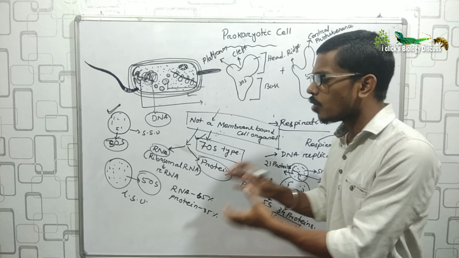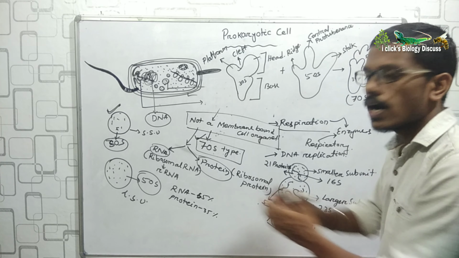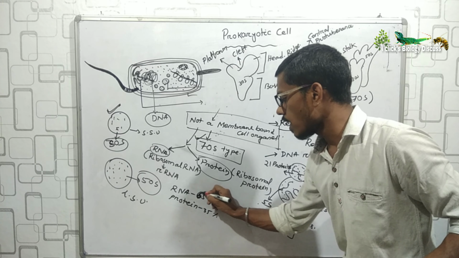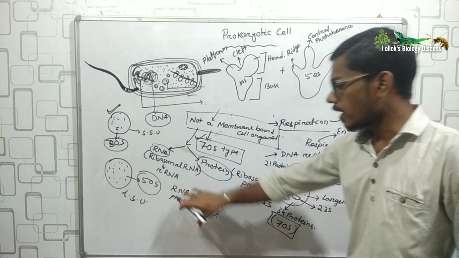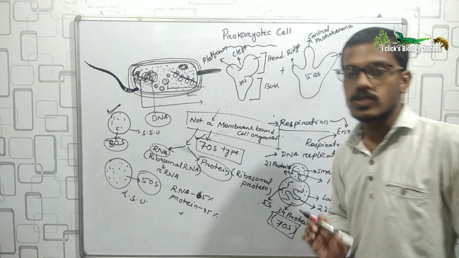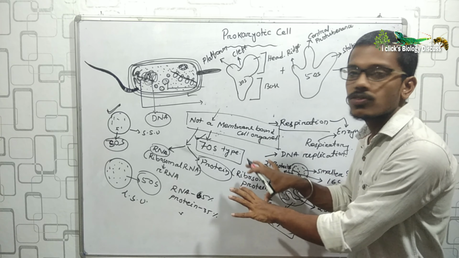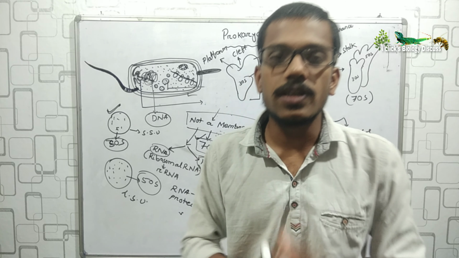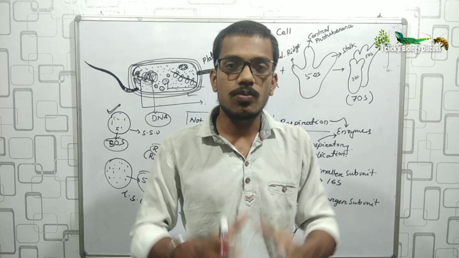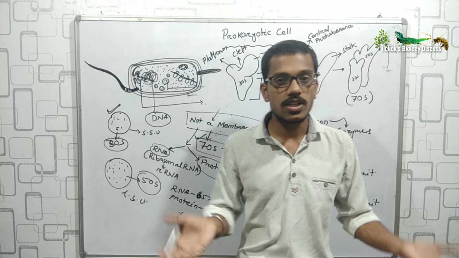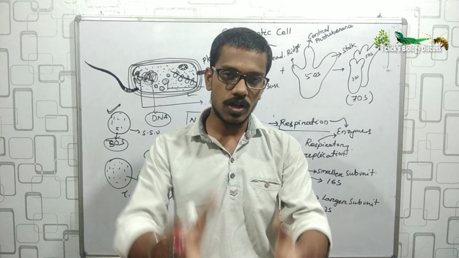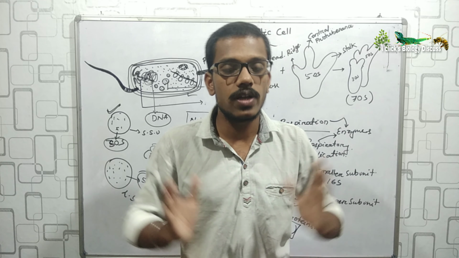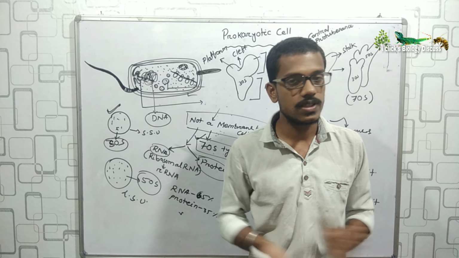Okay, and what is the composition of this ribosome? That is the RNA and the protein, and the maximum percentage of this ribosome is the RNA, whereas the protein is 35%. Okay, and in case of prokaryotic cell, there is the presence of 70S type ribosome, and if you see the ribosome, there are two subunits. One is the larger subunit, another the smaller subunit, and the smaller subunit has the sedimentation coefficient of 30S, whereas the larger subunit has the sedimentation coefficient of 50S.